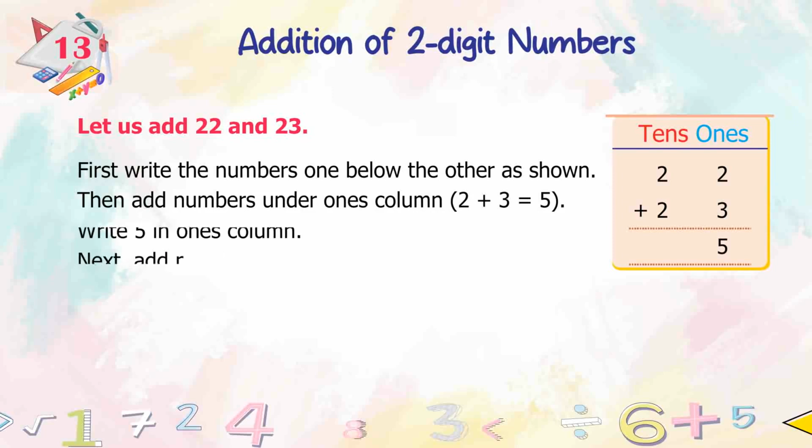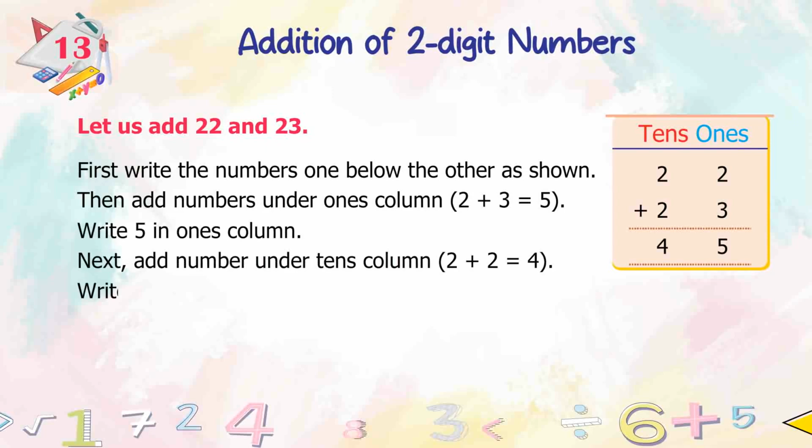Next, add the numbers under the 10's column. 2 plus 2 equals 4. Write 4 in the 10's column. The sum is 45.